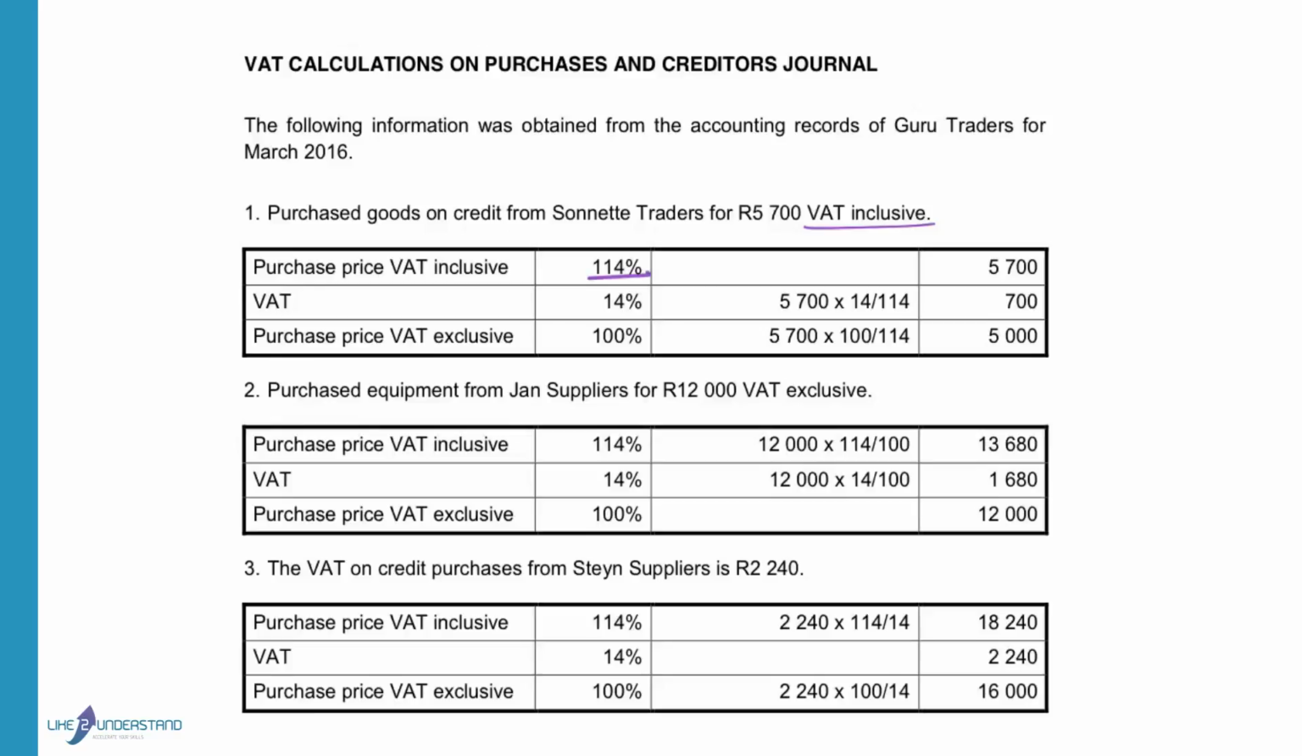So the 114% is the amount given, 5,700. If we want the 14%, the one that we want, 14, divided by the one that we know, 114, times 5,700 is 700 Rand. If we want to know the purchase price excluding the VAT, so that is the actual value of the asset, we take 100, the one that we want, divided by the one that we know, 114, and that will give us 5,000 Rand.